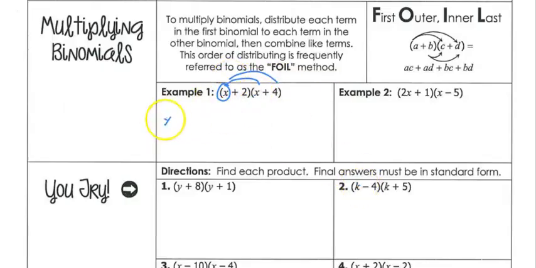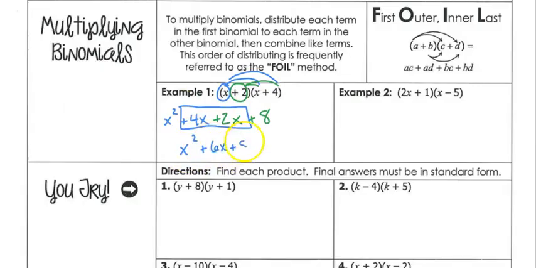X times x is x squared. X times 4 is 4x. And then I'm going to distribute positive 2 to everything in that second set of parentheses. So 2 times x is 2x, and 2 times 4 is 8. Then I have to look and see, do I have like terms? All right, 4x and 2x are like terms, so they can be combined. So I have x squared plus 6x plus 8, and that would be my final answer.